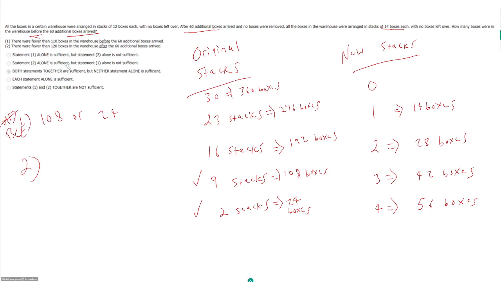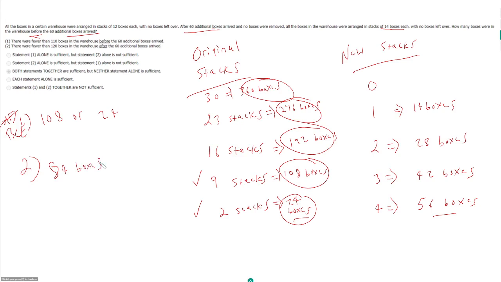because we're looking for how many boxes we had originally before the 60 arrived. So here it says there were fewer than 120 boxes after the 60 arrived. So our total boxes after the arrival, it's not this number here plus this number here. It's just this number here plus 60, right? Because it's just our original boxes plus the 60 new ones that arrived. And so here we were at 84 boxes after the arrival of our 60.